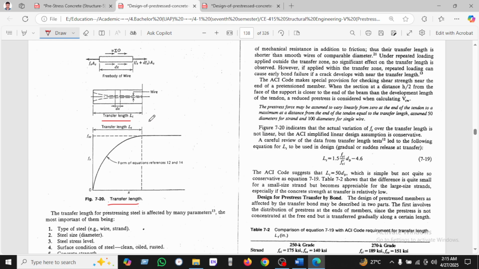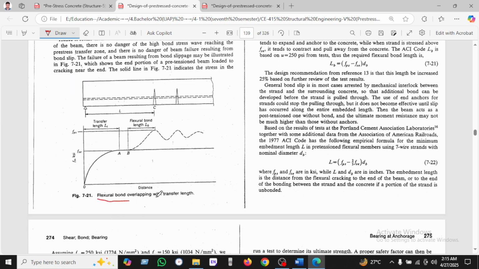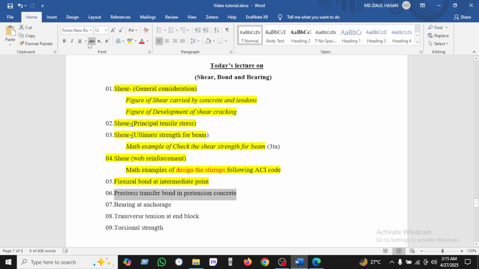This is the transfer LT, and the transformation length is here in the schematic diagram and free body of wire. We can see here the flexural bond overlap with the transformation length. This is the distance, and flexural bond is LB, and flexural length LT is given here. Okay, this also is in that.